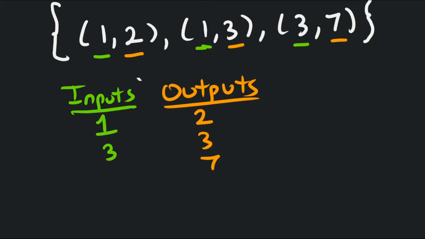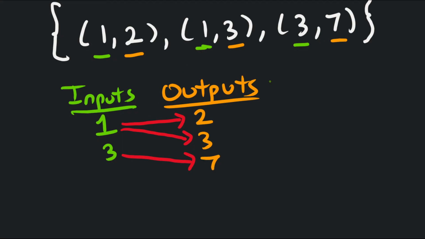Okay, so back to this relation right here. Our first ordered pair is 1, 2. So that means 1 goes to 2. And then our second ordered pair, 1, 3, that means 1 goes to 3. And then our third ordered pair, 3, 7, that means 3 goes to 7.